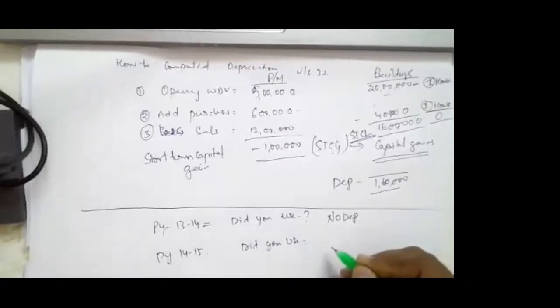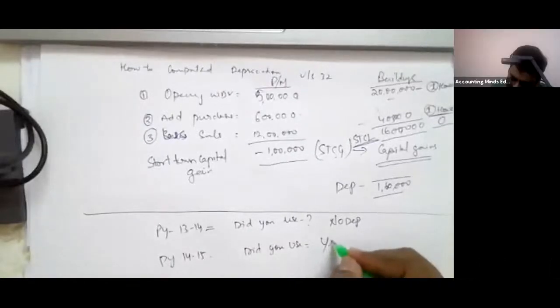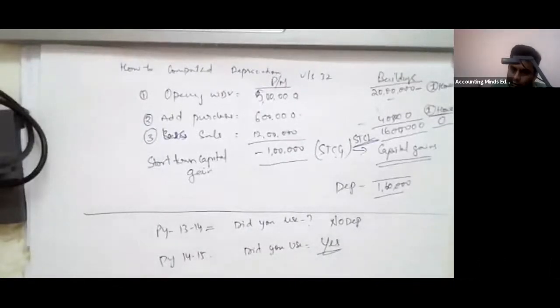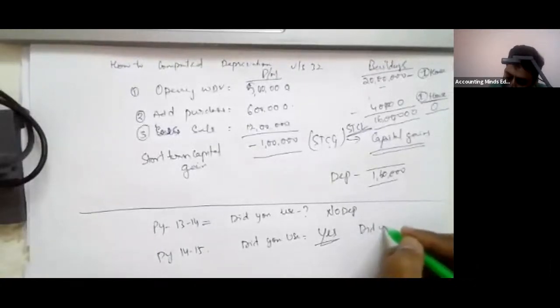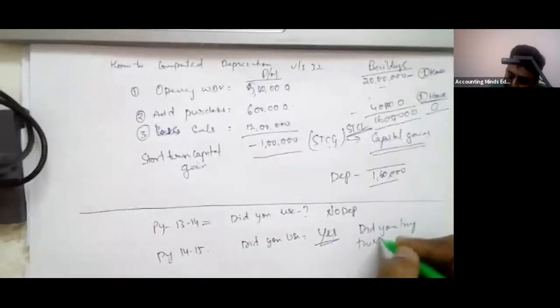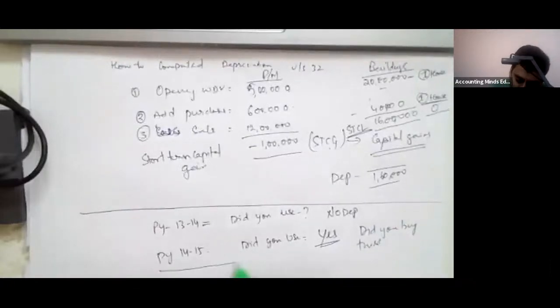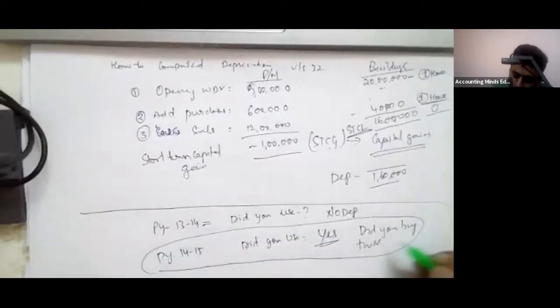We started using the machine on 10 January. So just say yes, you used it. Correct? Yes, sir. But did you buy it this year? No, sir. So that means what? In this previous year, it is not bought. Yes, sir.